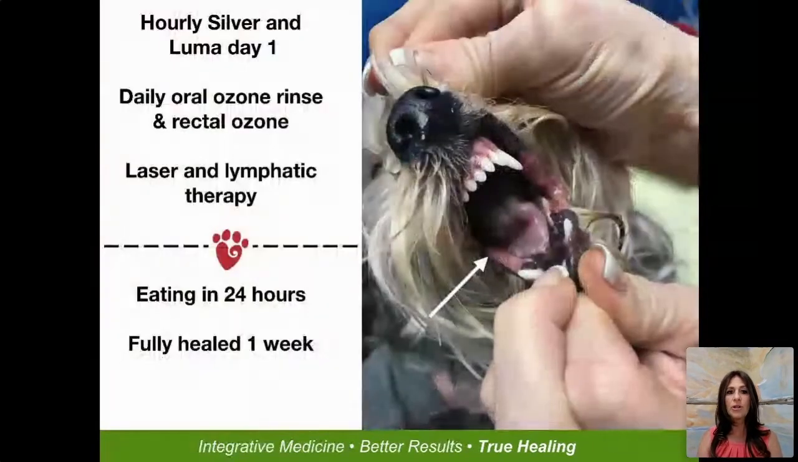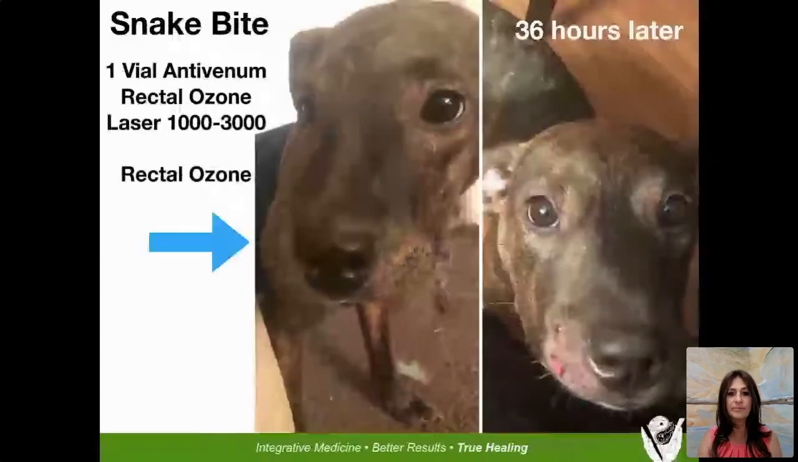So we started her on hourly rinsing of silver, of Luma, ozone, orally and rectally. We lasered her, the lymphatic therapy. Within 24 hours, she was eating and acting like she felt good. And this is 1 week later. It never burned all the way through the tongue. This part was absolutely normal, and she acts like nothing ever happened.